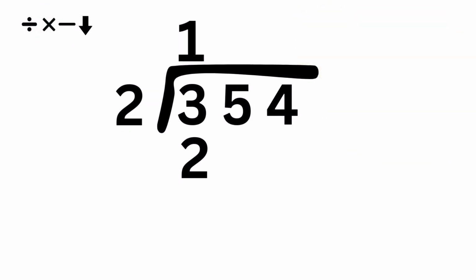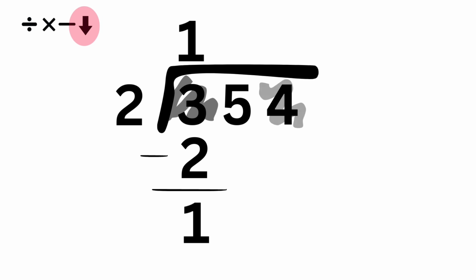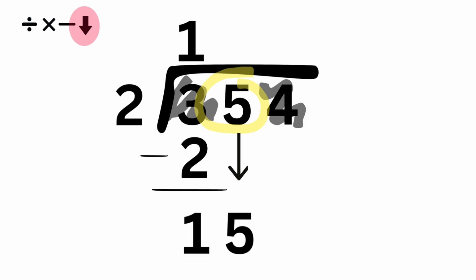My third step will be to subtract. 3 take away 2 is 1. I am left with a 1 at the bottom. My last step is to bring down the next digit. I already used that 3, so we're not looking at that again. And I don't want to look at the 4 yet. My next digit I'm bringing down is a 5. I bring it straight down and place it beside the number 1, and it makes a new number. That's right, now I have the number 15.